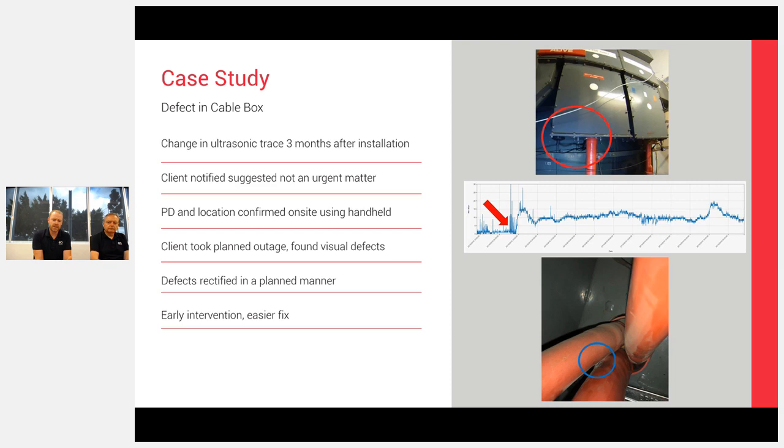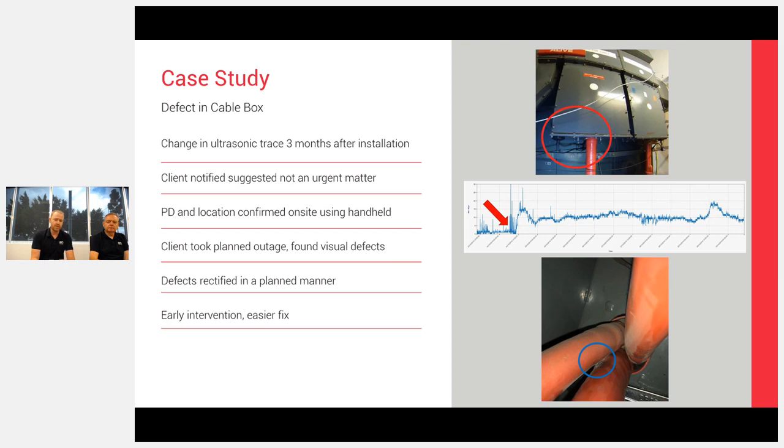When they took the outage, they opened up the cable box and they found what you can see in the bottom right-hand picture there, where you've got three phases coming up into the cable box. Two of those phases were too close to each other, and that was causing discharge activity to occur across the phases. So we picked it up very, very early, and it was a very easy fix for the customer.